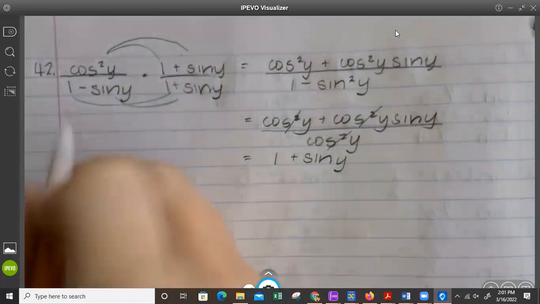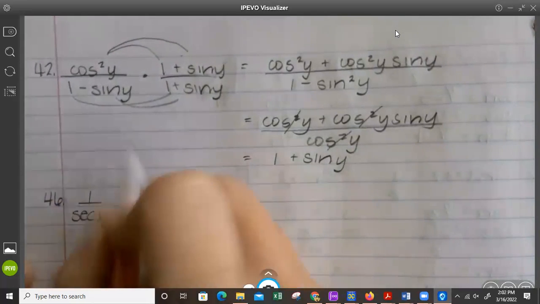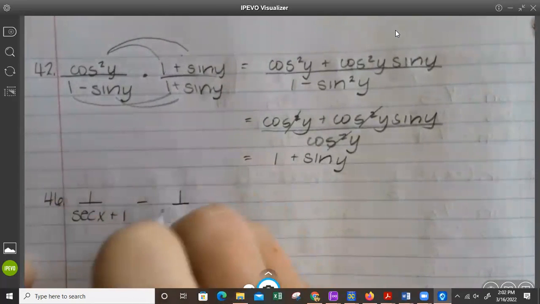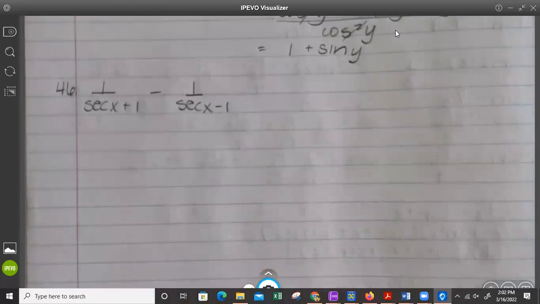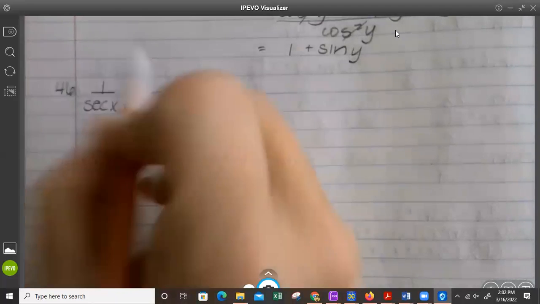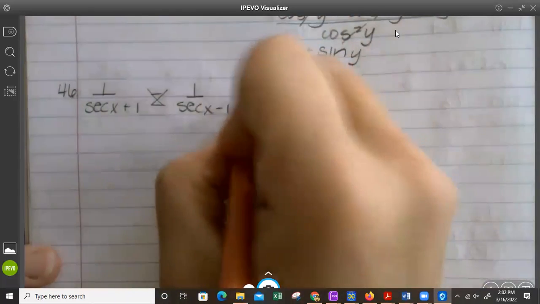All right, so 46. 1 over secant x plus 1 minus 1 over secant x minus 1. We did one like this in our notes. How do we get them together? Cross multiply and then squish the bottoms together.